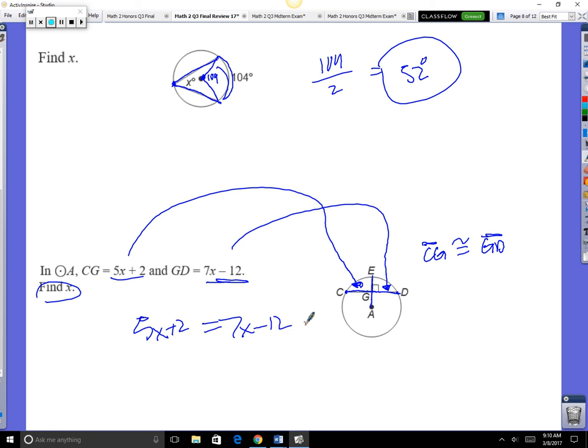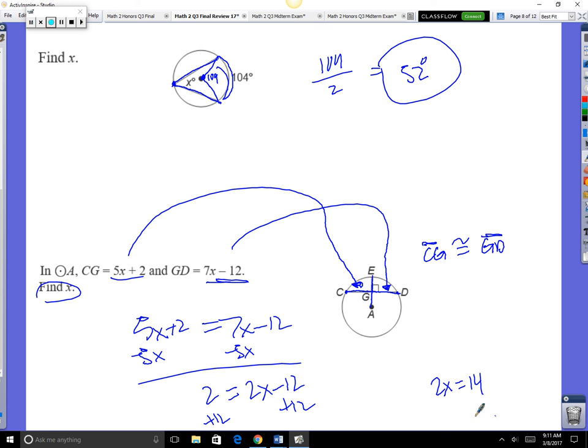And then from here it's algebra. So minus 5x, minus 5x. So we got 2 equals 2x minus 12. Plus 12, plus 12, we got 2x is 14. Divide by 2, divide by 2. X is 7.